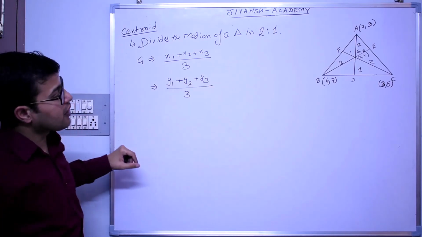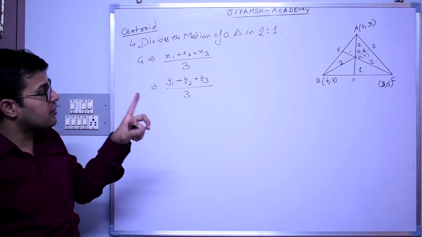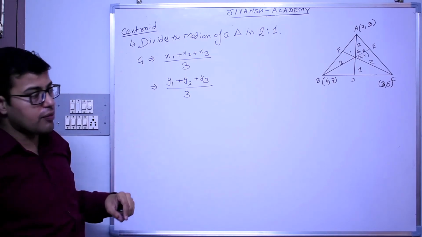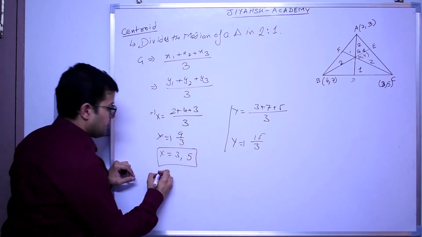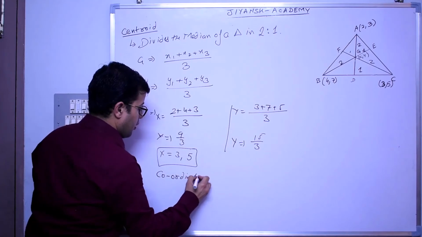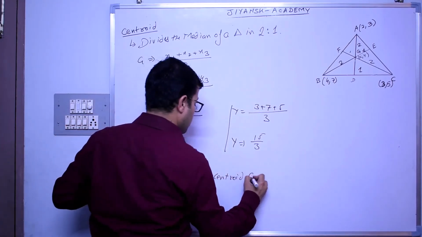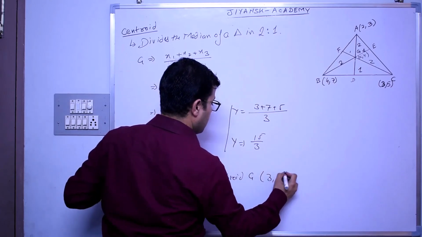So let's see, for an example, if A, B, C are the coordinates of a triangle, that is 2, 3, 4, 7 and 3, 5. So the coordinates of centroid G will be 3, 5.